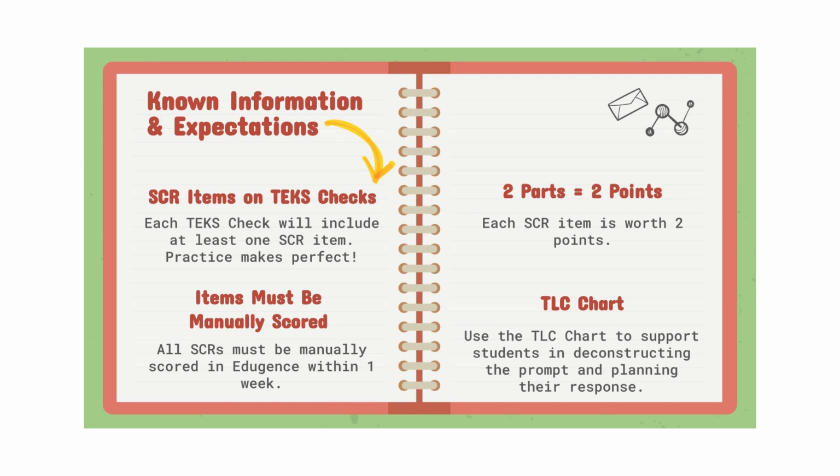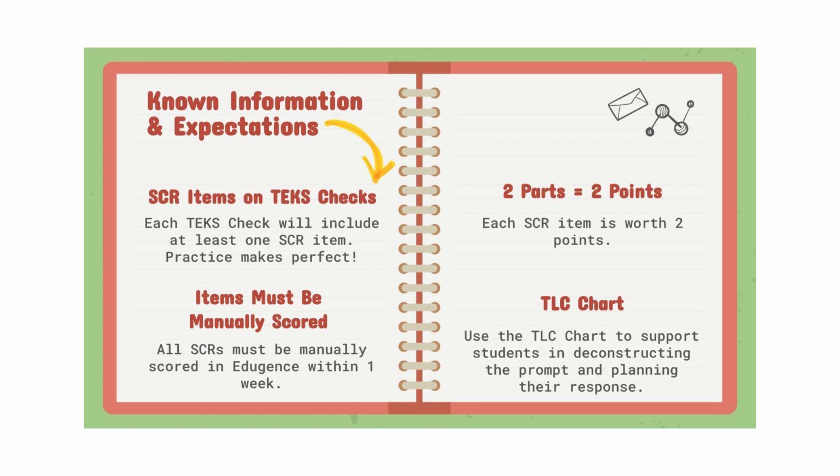Remember that each TEAS check will include at least one SCR item. The more our students practice and receive feedback on these item types, the more confident and proficient we know they will become. Please remember that all SCR items must be manually scored in Eduphoria within 1 week of administering the assessment. Once you enter the score for the student response, the overall TEAS check average will update to include any awarded points. It is critical that we don't miss this step, as Eduphoria will default to 0 points for SCR items until you override this score.